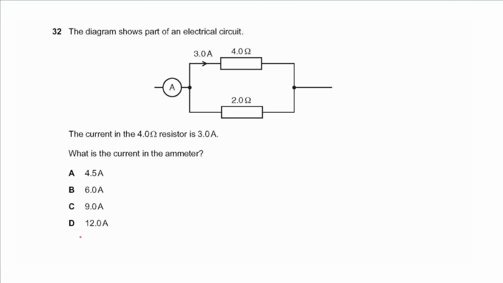So we can calculate the current in the 2 ohm resistor, but we need to find the voltage. Luckily, we have the current and resistance on the top branch. We calculate voltage as current multiplied by resistance. So we multiply 3 by 4, that gives us 12 volts. And in parallel, since we have branches here, the 2 ohm resistor is in parallel, so it also has 12 volts. So we calculate the current in the 2 ohm resistor as voltage divided by resistance. So 12 divided by 2, that gives us 6 amperes.